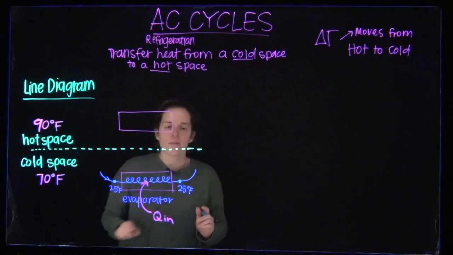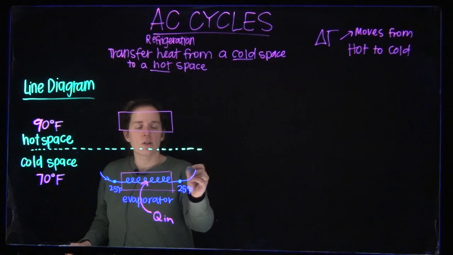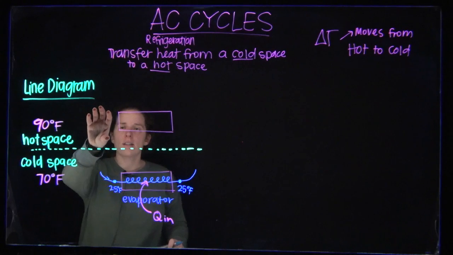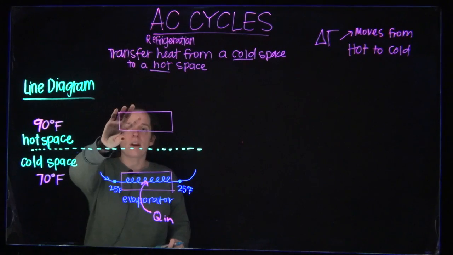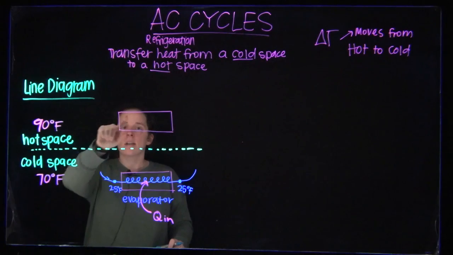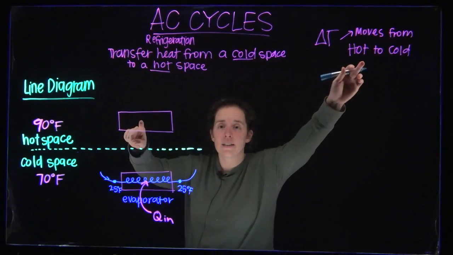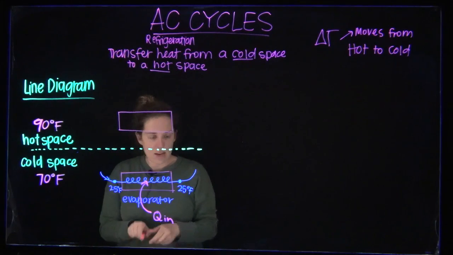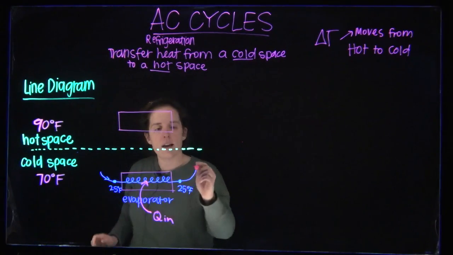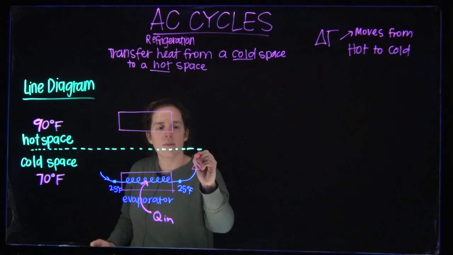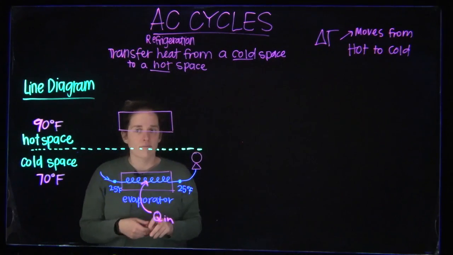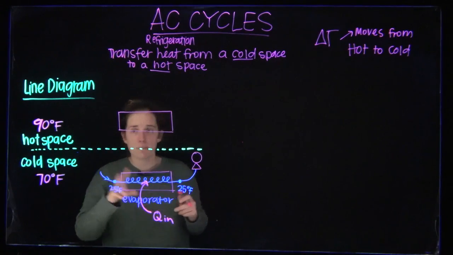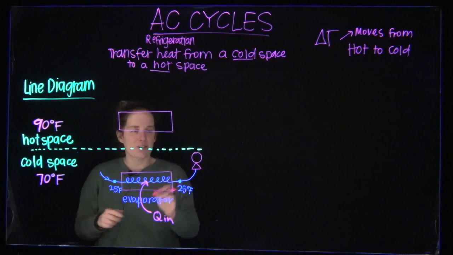So when we come out of here, we're at 25 degrees Fahrenheit, and we need to now think about, on our hot side, we have to have something hotter than our hot space so that our delta T can move from hot to cold. So what we do there is we have what is called a compressor. Looks kind of like our pump here because it's compressing, but this is a vapor. Pumps don't work well on vapors, so we have a compressor.